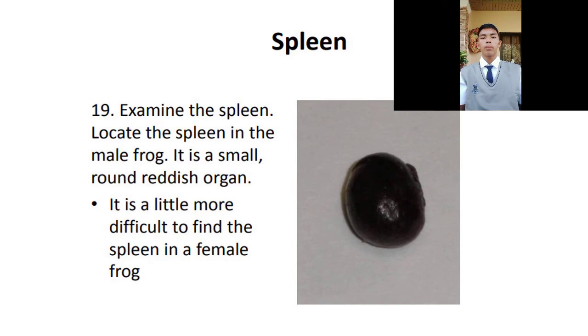Spleen. Number 19. Examine the spleen. Locate the spleen in the male frog. It is a small, round, reddish organ. It is a little more difficult to find the spleen in a female frog.